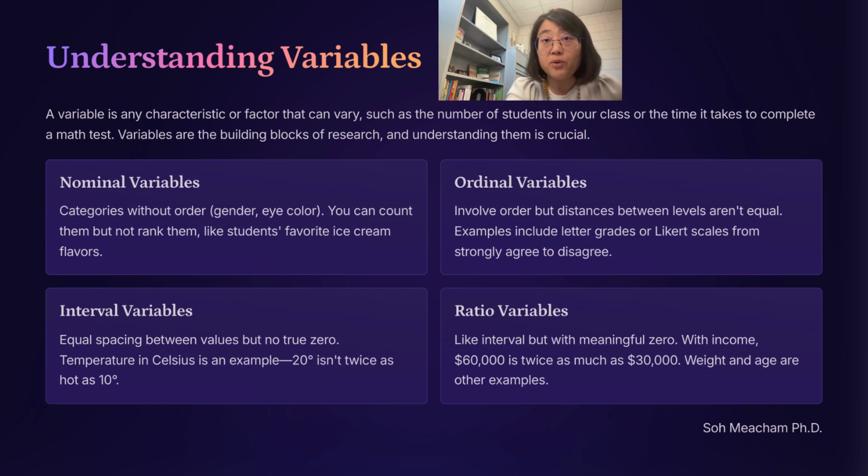Discrete variables are countable, like the number of siblings a student has. You can count them in whole numbers, one sibling, two siblings, three siblings. Continuous variables can take any value in a range, like height. A student's height could be 5'2" and 5'4", or anywhere in between. And don't forget constants, characteristics that don't vary. Like the number of minutes in an hour, constants are fixed values that remain the same throughout your study.